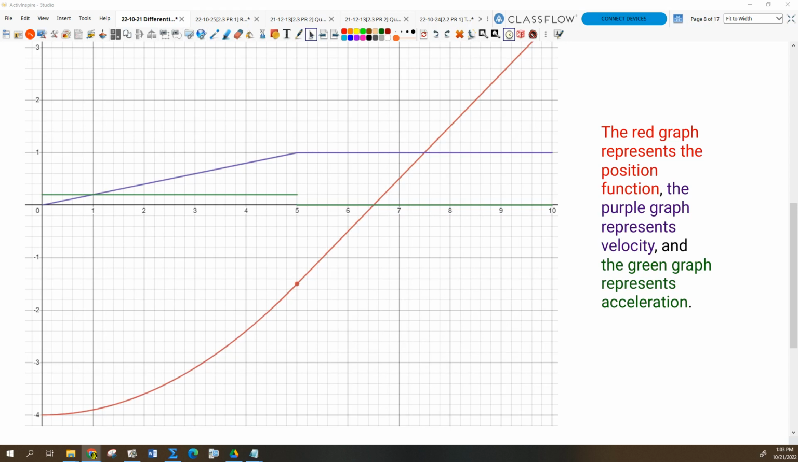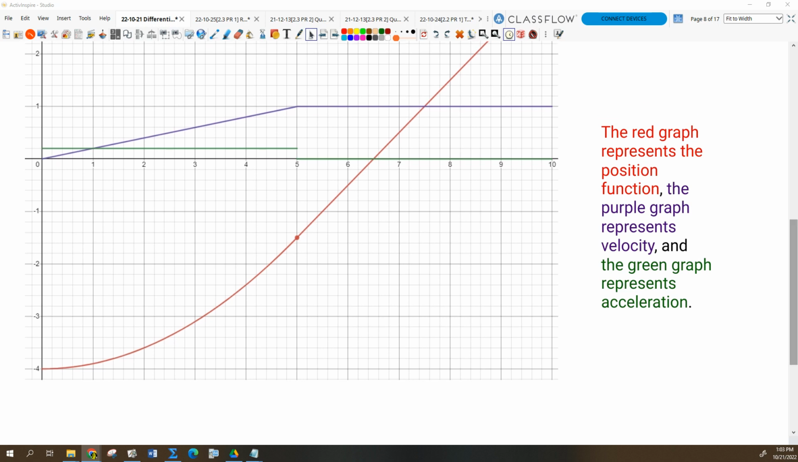Okay, so how does this work? We're looking for the slope of the red graph, which gives us the value of the purple velocity graph, right? So what do we notice here? If we draw tangent lines, and that's really a good idea here, to draw little tangents. Look at this tangent right here. That's zero slope, right? It's getting steeper. It's getting steeper. Maximum value right there. So there's that part of the velocity graph, right?